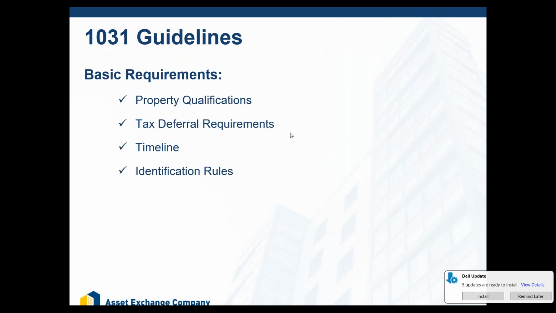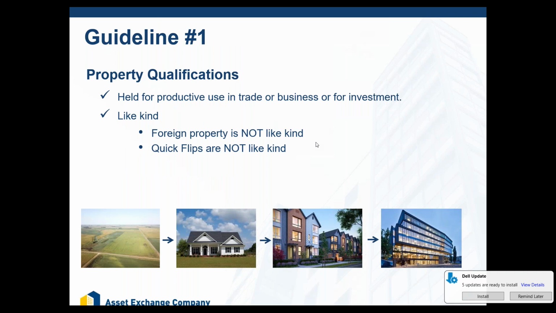Now, if you're going to do a 1031 exchange, you have to understand the rules. And this is our advanced 1031 exchange class, so we're not going to spend a lot of time on the basic rules. What I want to spend a lot of time on is the advanced concepts of how to use these rules. All right, but let's go over these rules real quick. Number 1, whenever you do a 1031 exchange, the properties involved in an exchange have to qualify. How does a property qualify for 1031 exchange? Well, it has to be used for business or investment purposes.